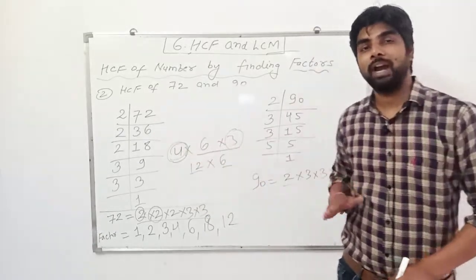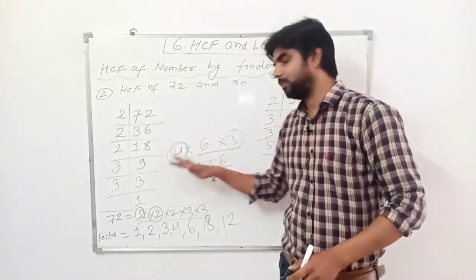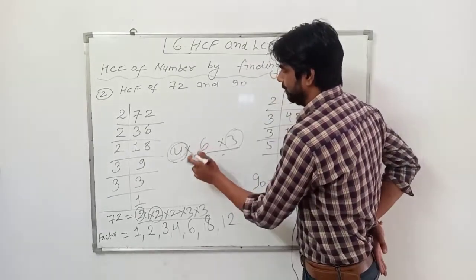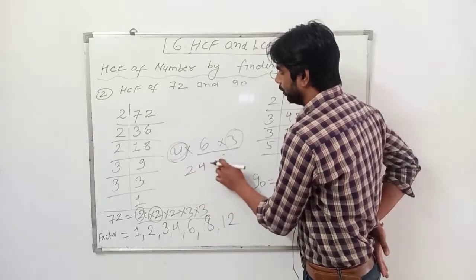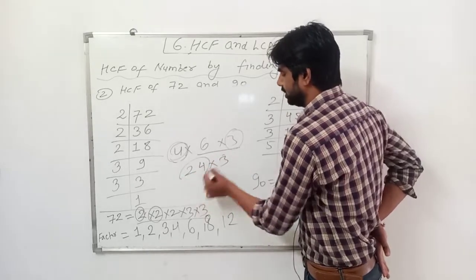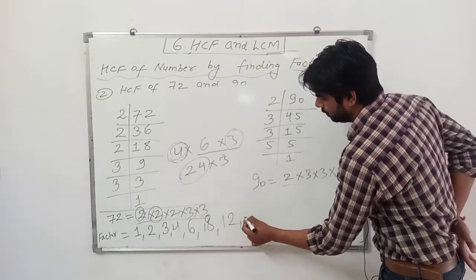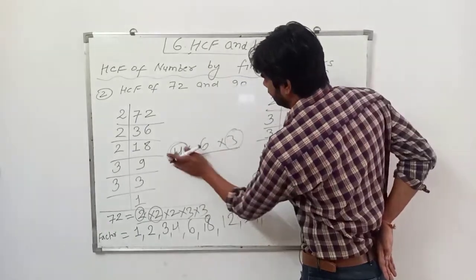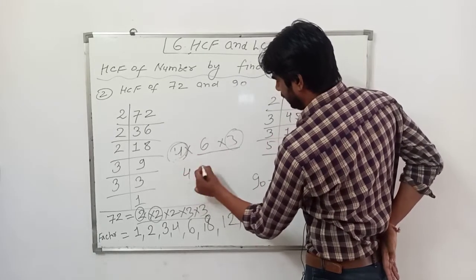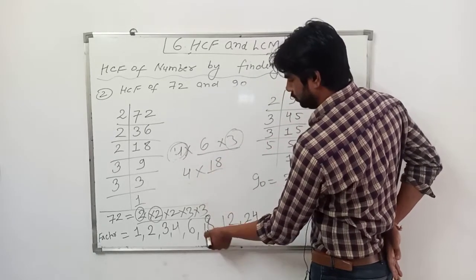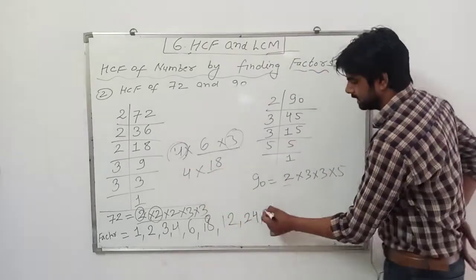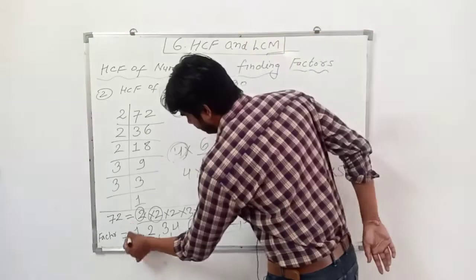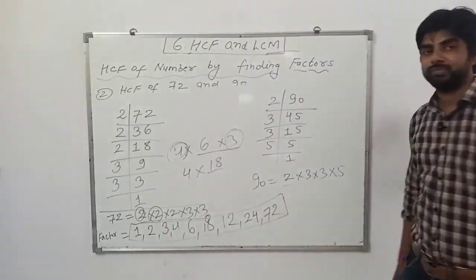So this is how we can find out different factors of 72 by multiplying numbers with each other. In the same way, we can multiply 6 and 4, that is 24, into 3. We can do this also. So 24 is also a factor of 72. And if we multiply 4 into 6 into 3, that is 18. Okay, so 18 we have already written, and 18 into 4 is 72. Means all of them are factors of 72.